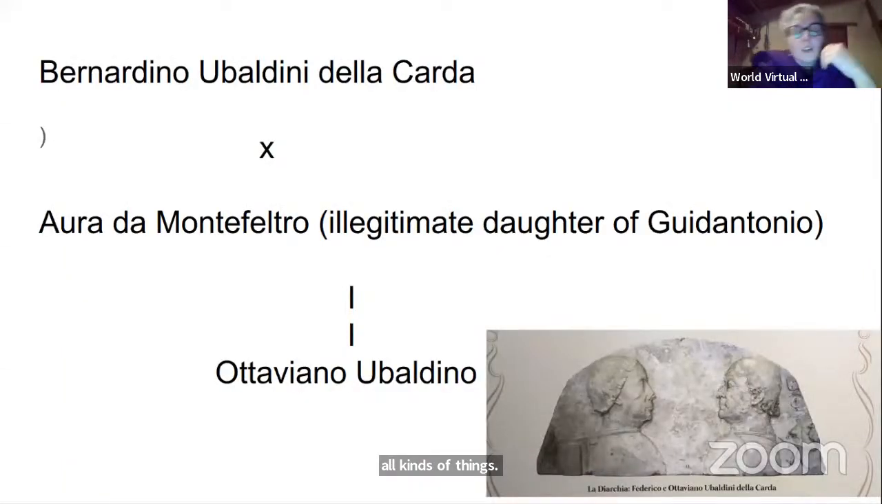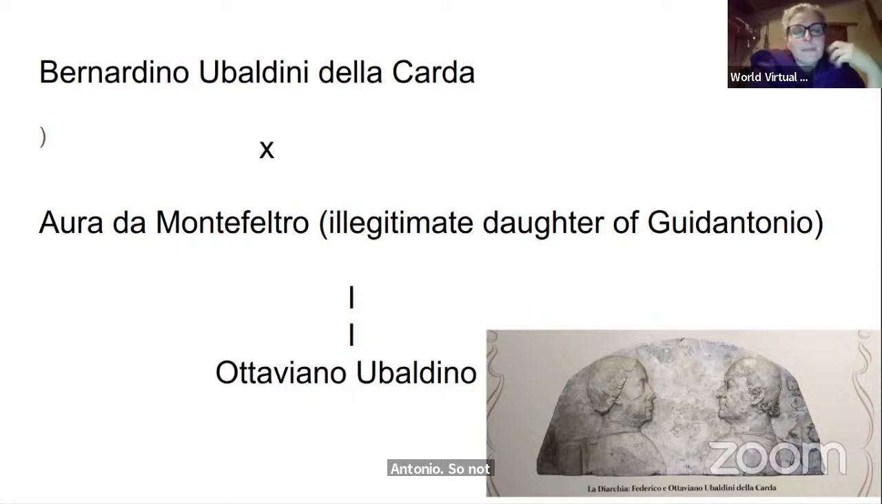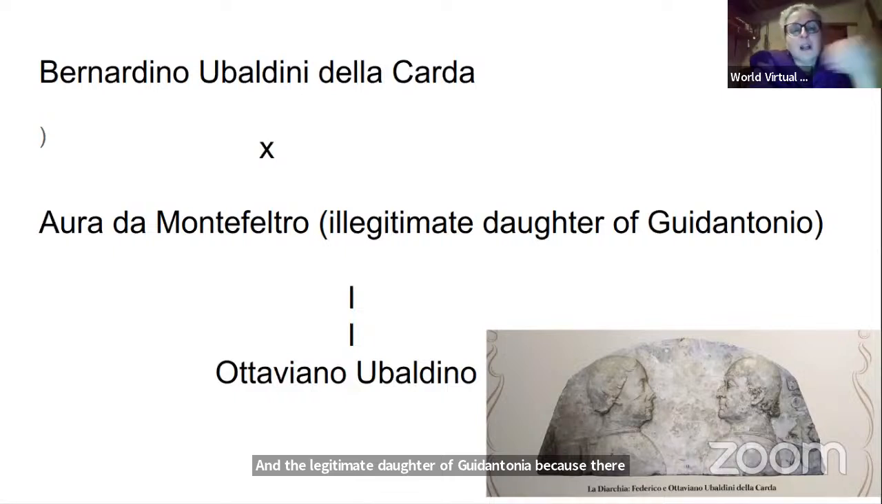And the other version is that he was the son of the illegitimate daughter of Guidantonio. So in this case, he would have been the grandson of Guidantonio, not his illegitimate son, but his grandson. And the illegitimate daughter of Guidantonio, because there was a whole bunch of them, one of them was Aura da Montefeltro.